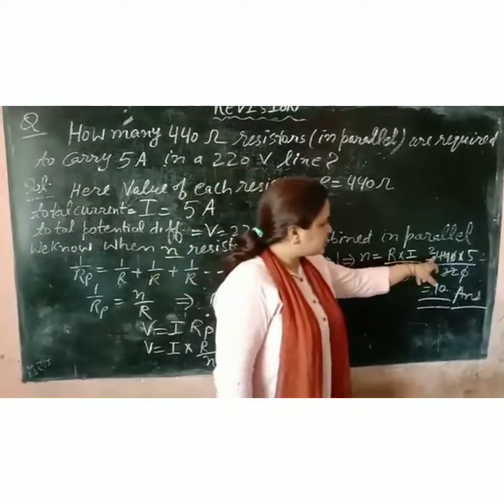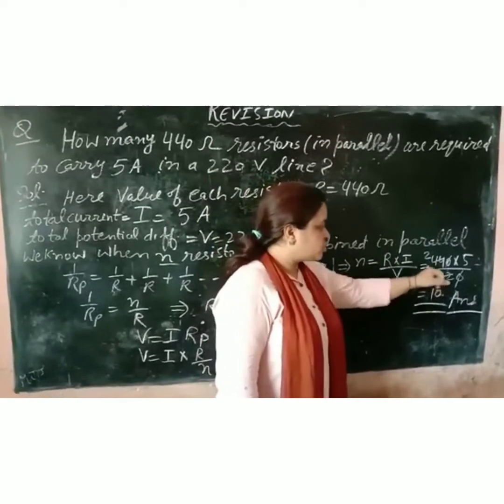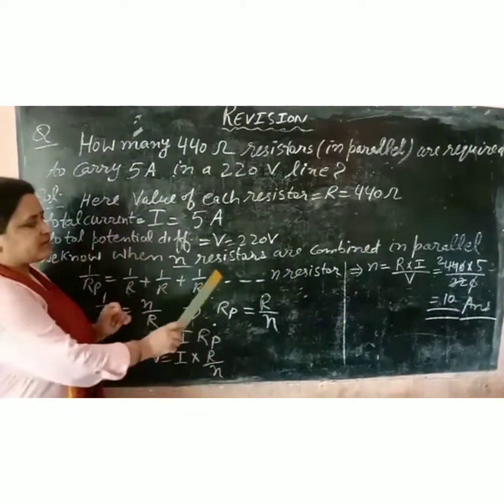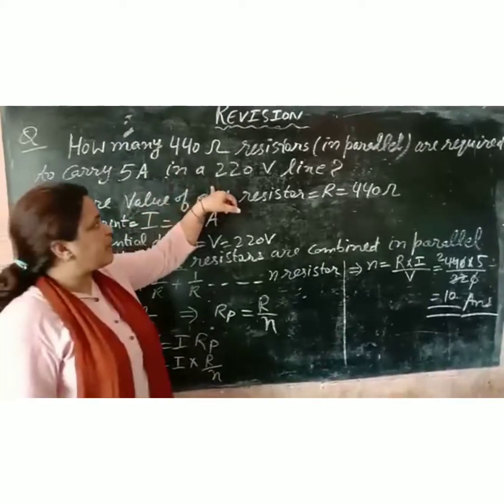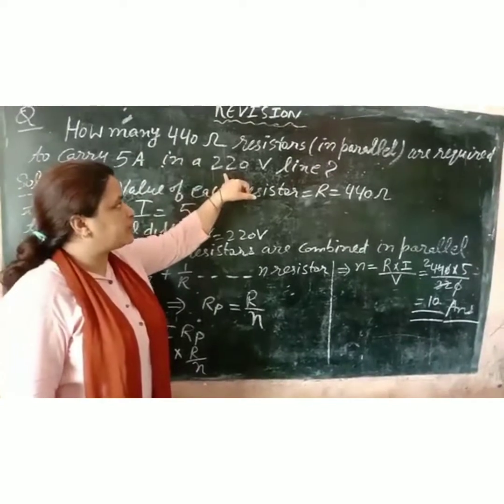Value of each resistor is 440. Current is 5 ampere and potential is 220. So when you solve, you will get your answer is 10. Means you need 10 resistors, each of 440 ohm. When you connect them in parallel, they will withdraw 5 ampere current when connected to a 220 volt line.